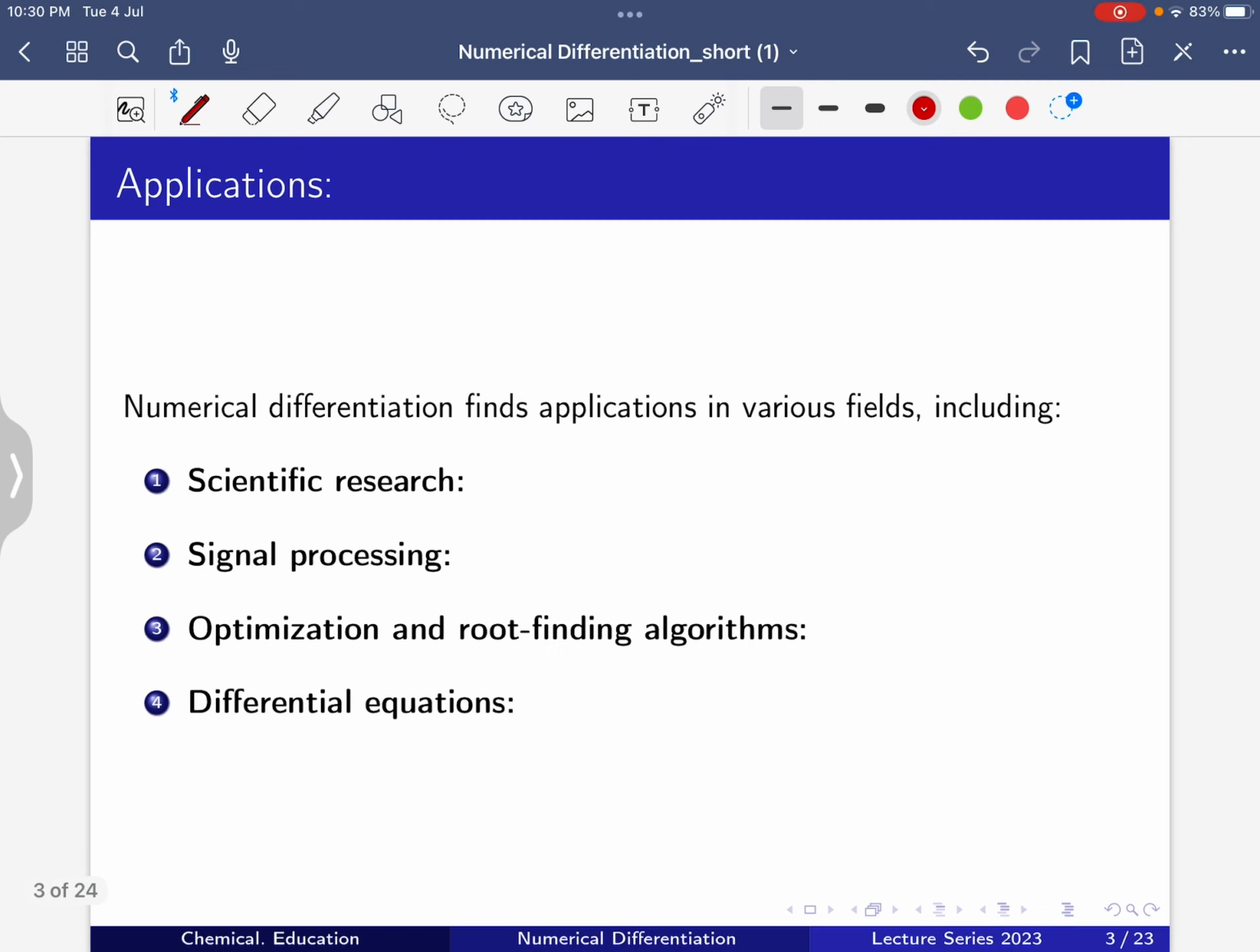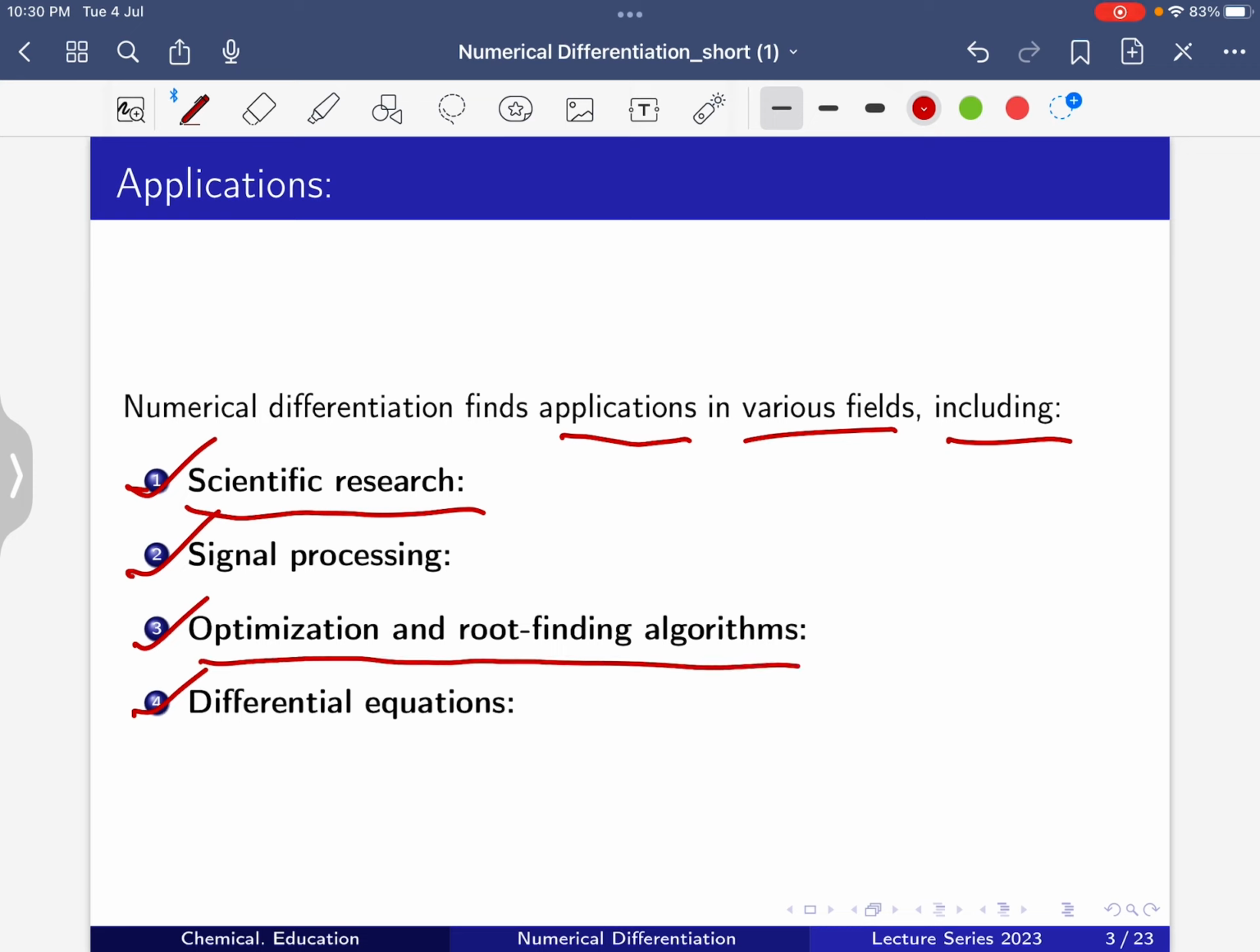Now, what are the applications of numerical differentiation? Numerical differentiation finds applications in various fields, including scientific research, signal processing, optimization and root finding algorithms, and differential equations. In the chemical engineering field, numerical differentiation is actually used in scientific research and in optimization and root finding algorithms.